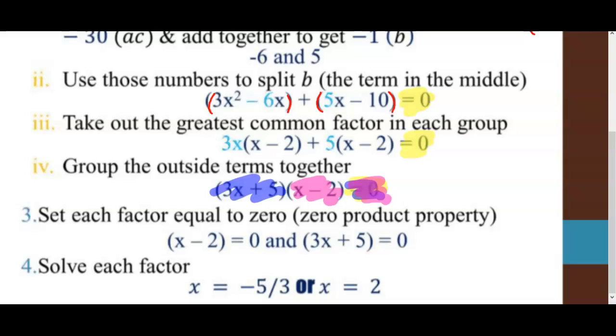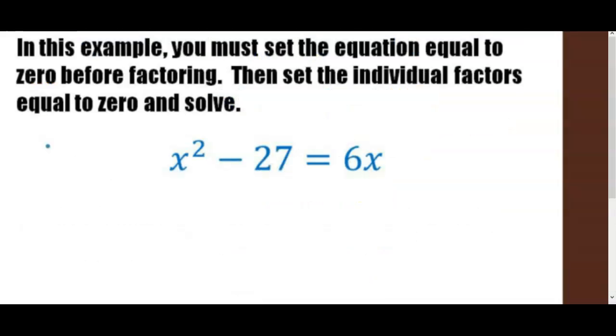Questions? Comments? Concerns? Number 2. X squared minus 27 equals 6x. Step 1. Get it set equal to 0, and make sure we are in standard form.